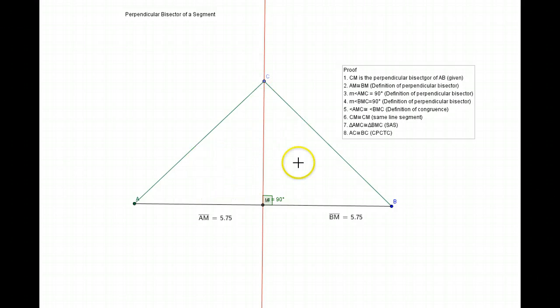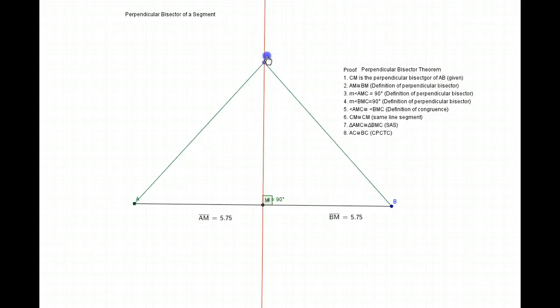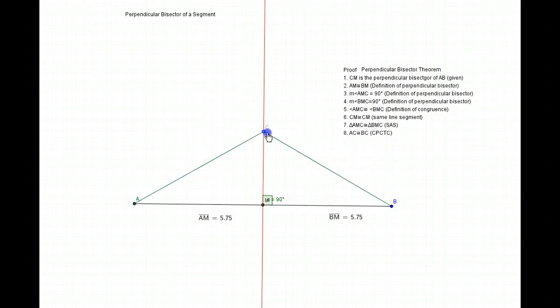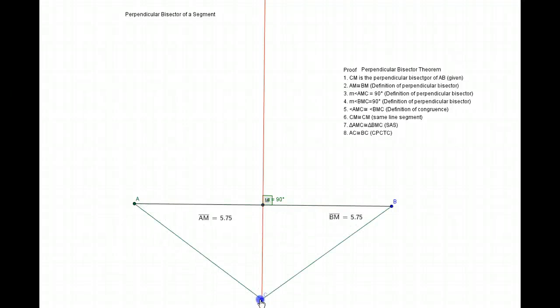So we can show that this triangle is congruent to this triangle by side, angle, side. And since these two triangles are congruent, then corresponding parts of congruent triangles are congruent, which means AC is congruent to BC. And therefore we have proven what's called the perpendicular bisector theorem. That means for any point C on the perpendicular bisector, as long as it's not on the line segment, it's going to be equidistant from the endpoints of the line segment because it's always going to form two congruent triangles.